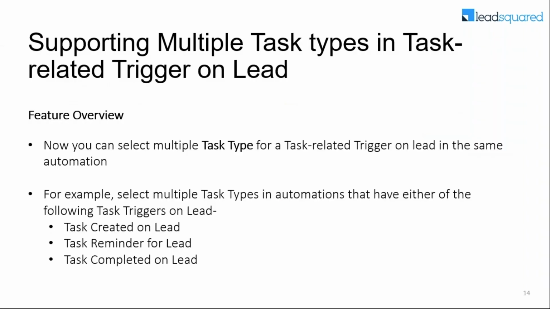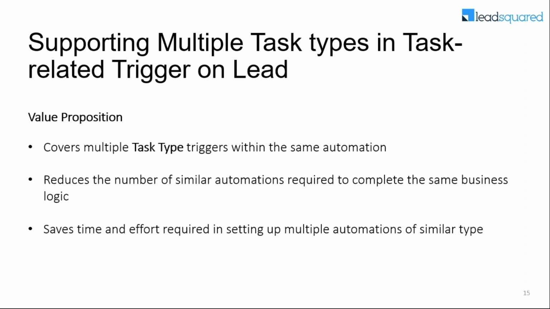Now let's look at the next feature that we have released. It is supporting multiple task types in task related trigger on lead. So now you can select multiple task types also for a task related trigger on lead in the same automation. So for example, you can select multiple task types in automations that have either of the following task triggers on lead. It could be either task created on lead, task reminder for lead, or task completed on lead.